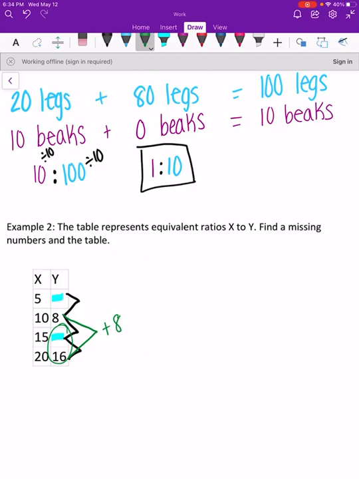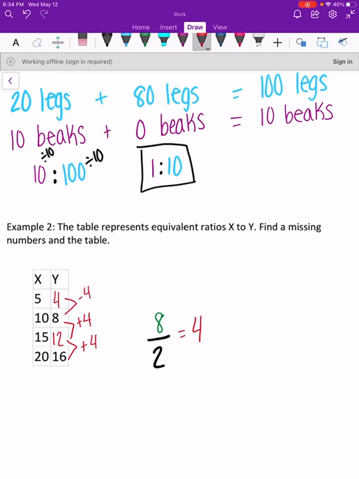That means we need to do 8 divided by 2, since we skipped 2 blocks. And that's going to tell us how much we're adding each time. So 8 divided by 2 is 4. So now I know, okay, we're going to be adding 4 each time we go down a block. So 8 plus 4 is 12. 12 plus 4 is 16. If I want to go backwards, I'm going to have to subtract 4. 8 minus 4 is 4.